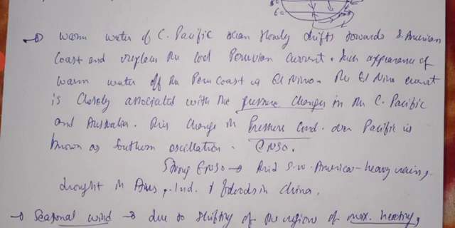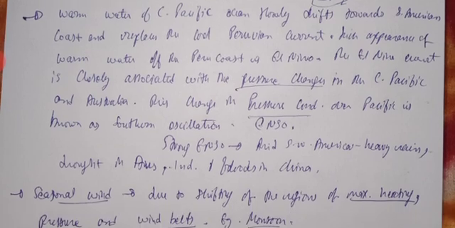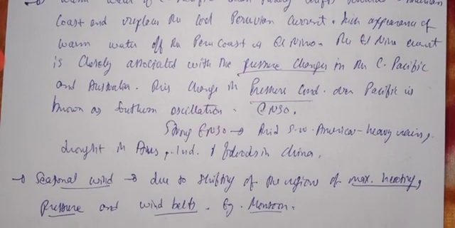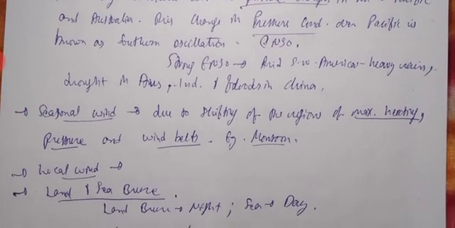So strong ENSO, that is strong El Nino and Southern Oscillation, means the arid southwestern America gets heavy rain, and there occurs drought in Australia and India, and also floods in China.